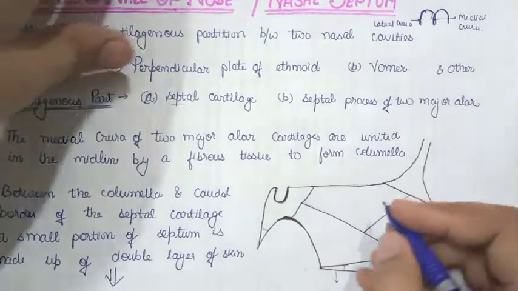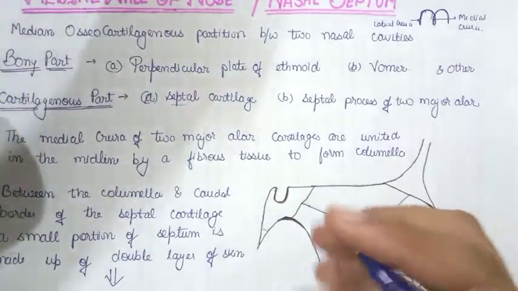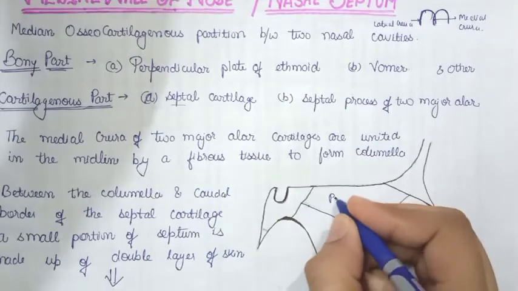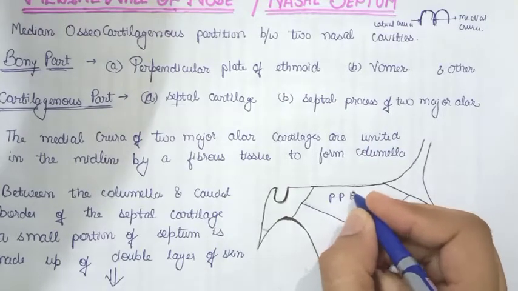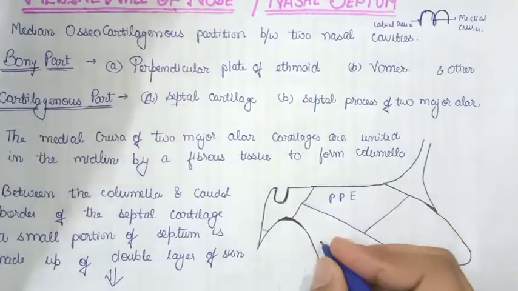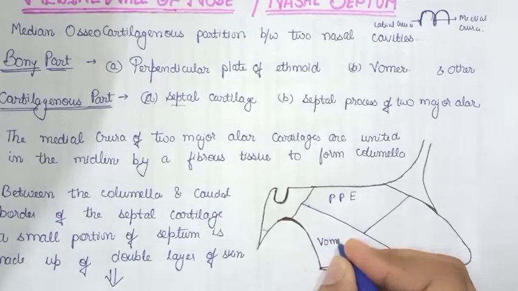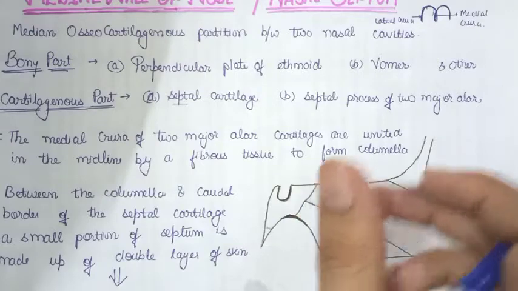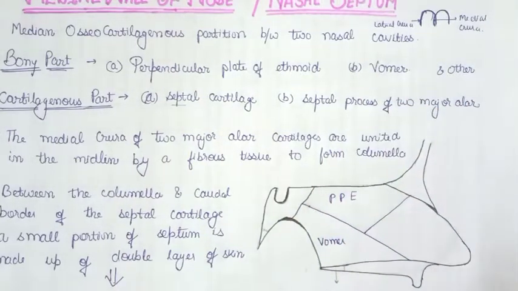In the posterior superior part, हमारे पास क्या क्या है? We have one major bone that is called the PPE, perpendicular plate of ethmoid, and down we have one more bone that is called the vomer. So vomer कहाँ है? Vomer situated posterior-inferiorly and PPE situated posterior-superiorly. Now I hope that it's very clear.